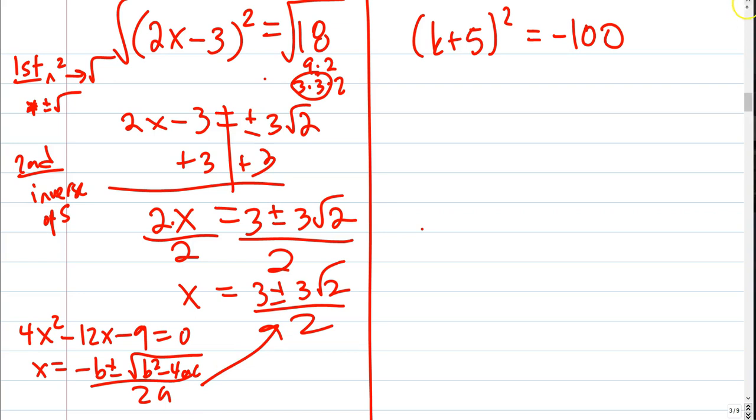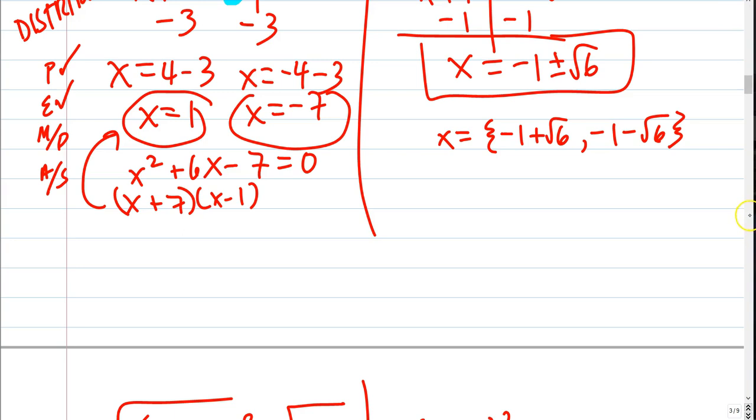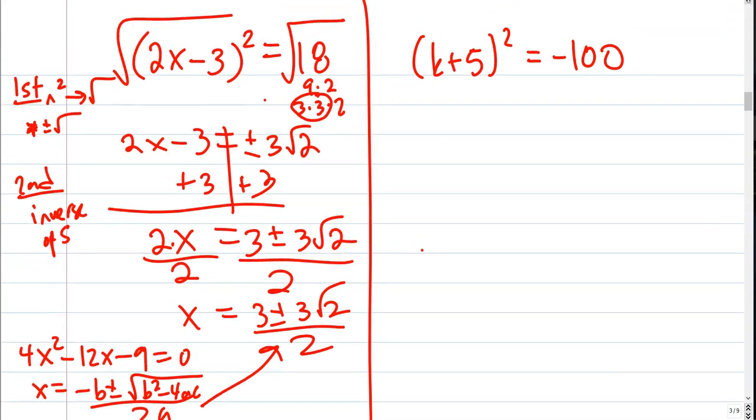See, if it's already in this form, it's basically ready for inverse operations. So don't make it more complicated. This next one especially, I would not want to run through the quadratic formula. Why not? Well, we're going to square root this. What's the square root of negative 100? Well, we've done this before, right? The square root of 100 is just 10.